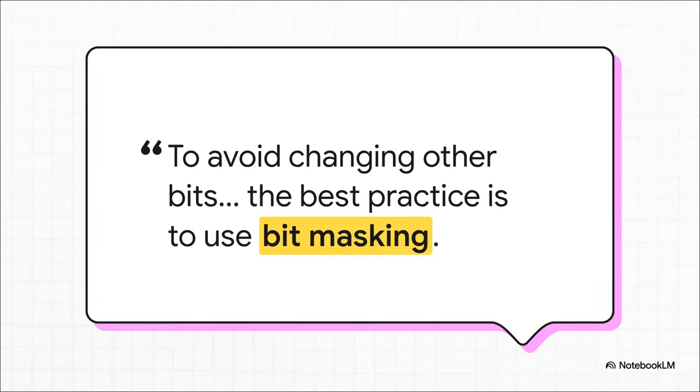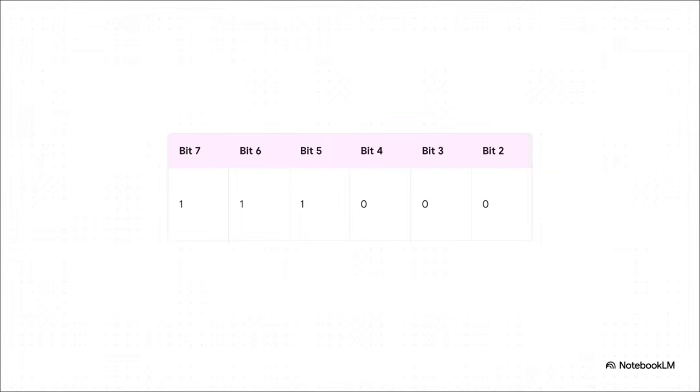And that's where this quote comes in. To avoid that disaster, programmers use a really clever trick called bit masking. Let's make this super clear. Imagine this is our register, our little control panel. Each bit is wired up to one of 8 LEDs. A 1 means the light is on, and a 0 means it's off.